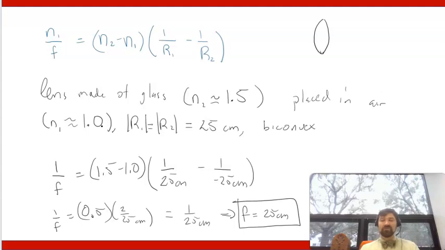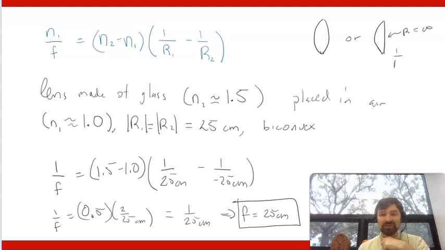And usually, though not always, these two either have the same radii, or you'll get some that are like this, where one face is flat and the other face is part of a sphere, essentially. So if it's flat, then the radius is effectively infinite, and so 1 over R is 0. And so we only would look at the front face in that case.